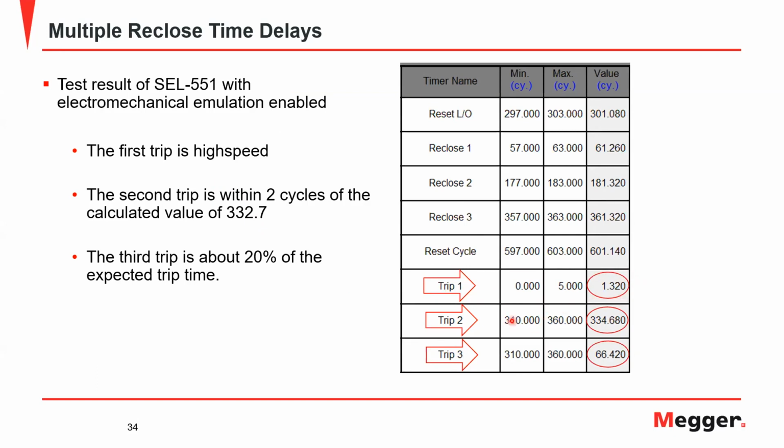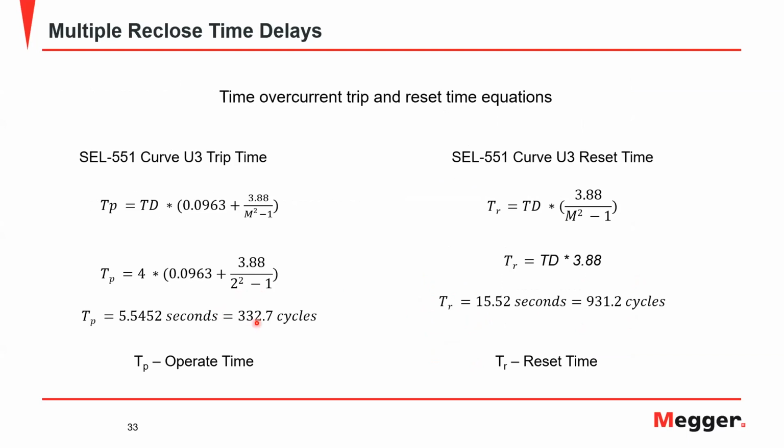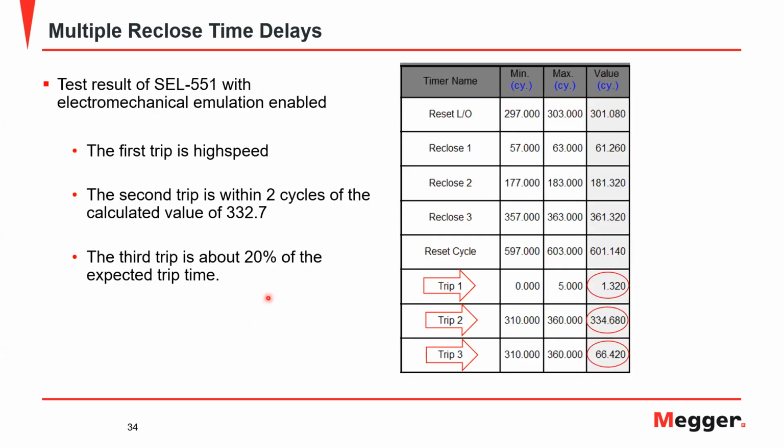Okay. Trip time 2. So I simulated a trip, I simulated a reclose and a restrike. It actually measured 334 cycles. So we looked just a moment ago and we said it was going to be 333, and now we're measuring a little over 334. When you add the propagation time, that's pretty close. And then we get to fault number 3. And oh my, we had a 66 cycle fault time.